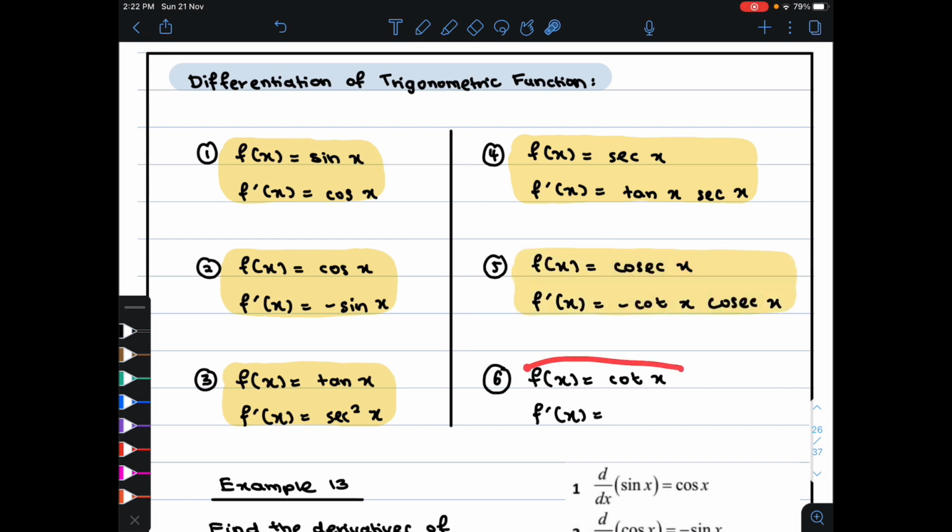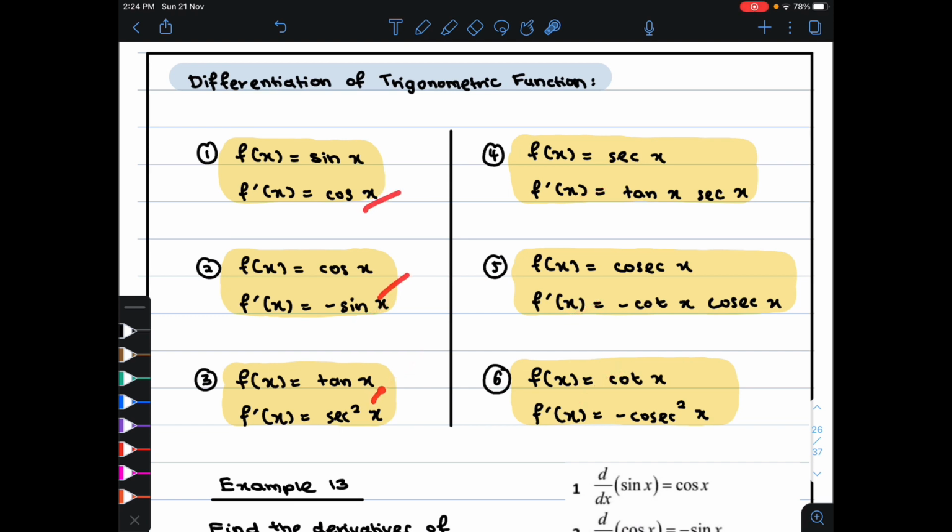The last one is f(x) equals cotangent x. When you differentiate f(x), you'll get f prime x. When you differentiate cotangent, we will get negative cosecant square. The function x stays the same. But don't forget to later differentiate the function x, and we will get 1. So just ignore 1. And hence, when you differentiate cotangent x, the answer is negative cosecant square x. So these are the 6 derivatives of trigonometric function.